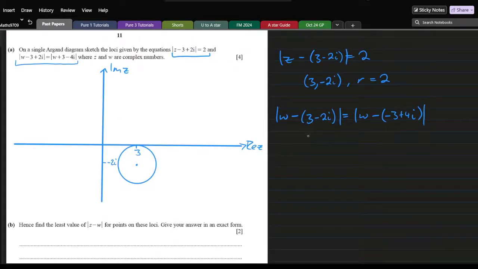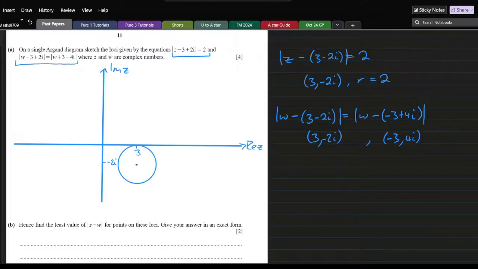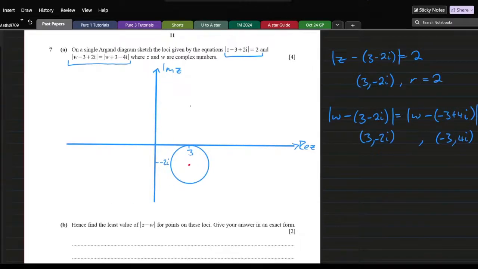So let's plot the 2 points that we have. We've got 3, -2i, which is the center over there, we already have it, and then we've got the point -3, 4i. Okay, so I'm just going to use a different color. So our first point is the center of this circle, and then our second point is at -3, 4i, so -3 would be somewhere here, and then it's 4 units on the positive imaginary axis, so 4i, that should be somewhere there. So the point that we're looking at is here.